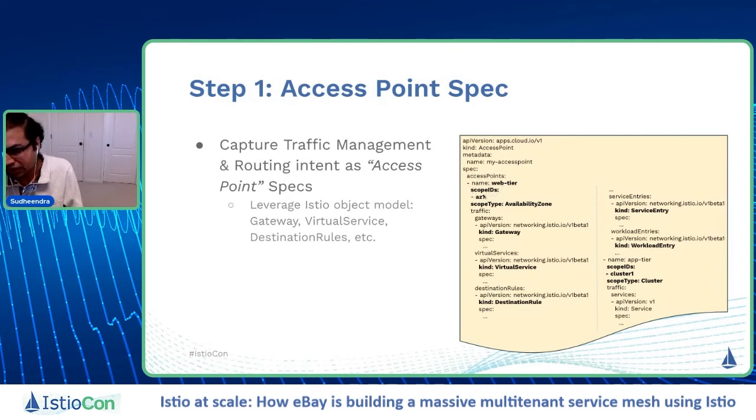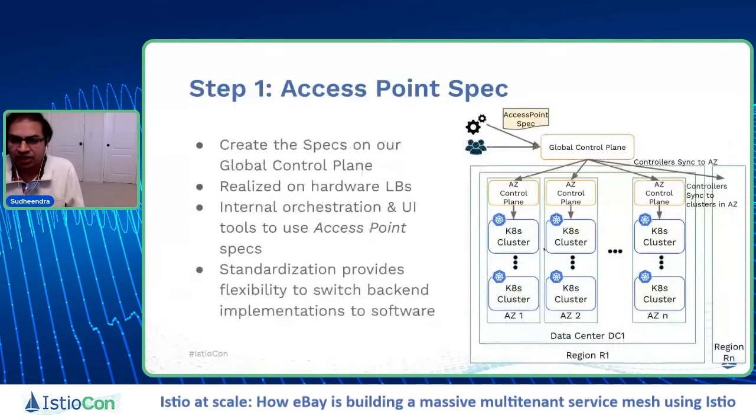Scope IDs determine which particular availability zone or cluster this specification should be realized in. And we have a set of controllers that take this spec and, using our hierarchical control planes, move the spec down from the global control plane to the individual Kubernetes clusters or individual Istio control planes.